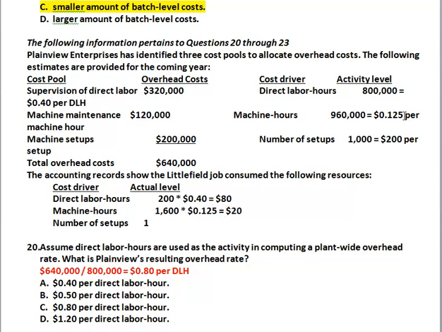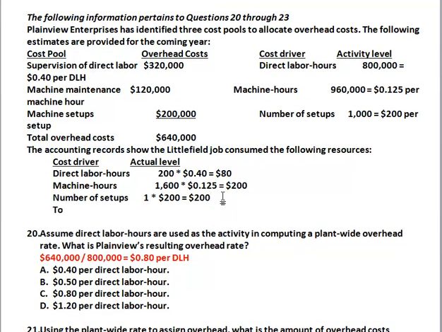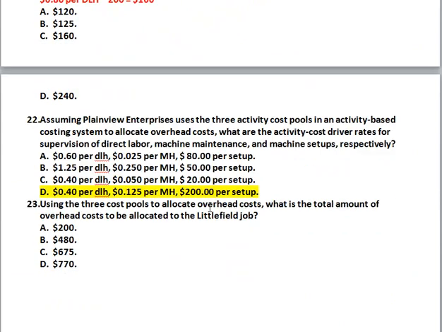So that's going to give you $200 of overhead. And then for number of setups, your rate is $200 per setup. So that's going to give you $200 of overhead out of that cost pool. So the total overhead that's allocated would be the 80 plus 200 plus 200. So that would give you a total of 480. So your answer down here would be B.